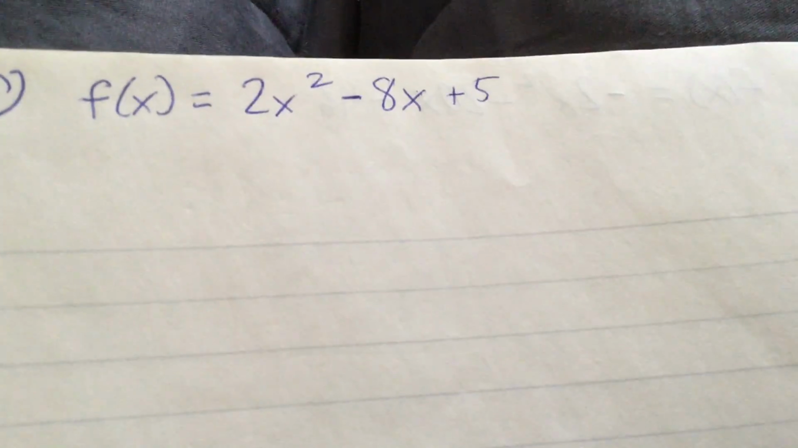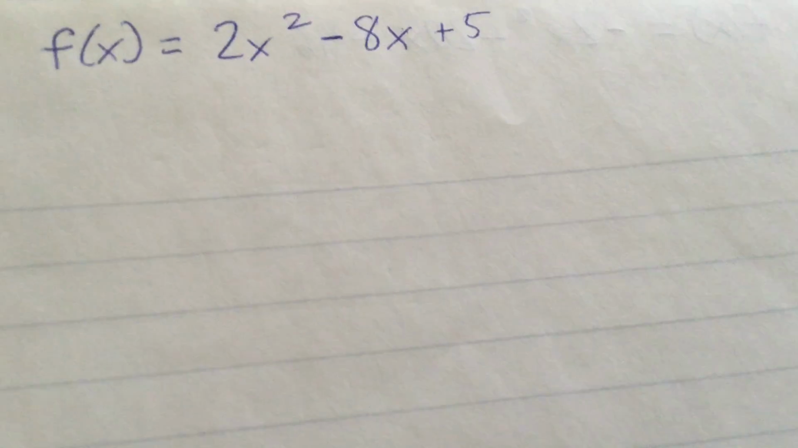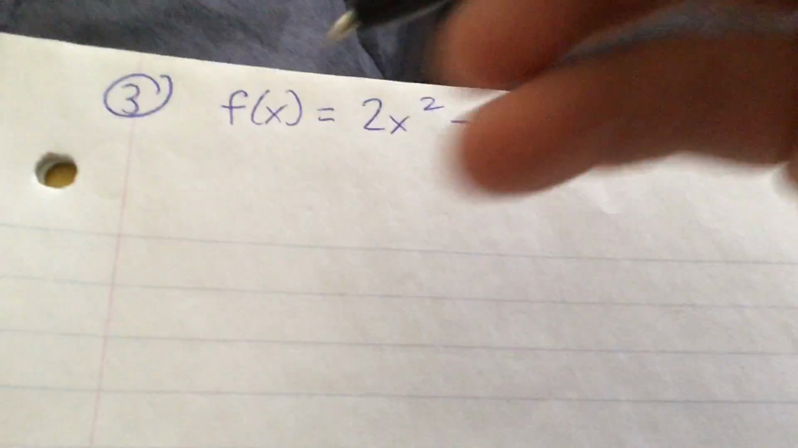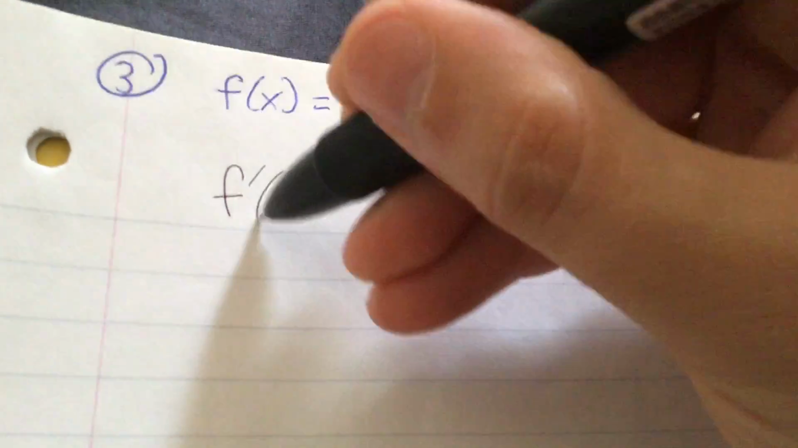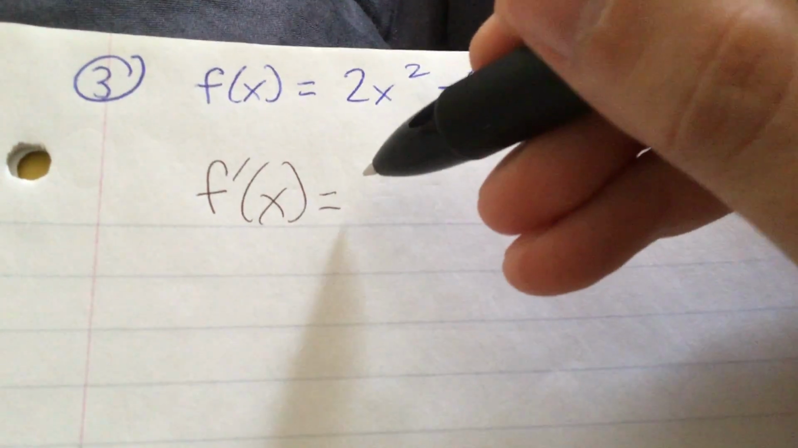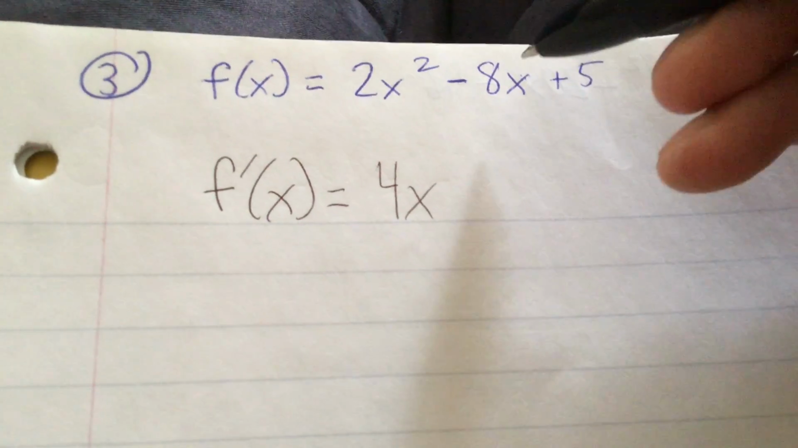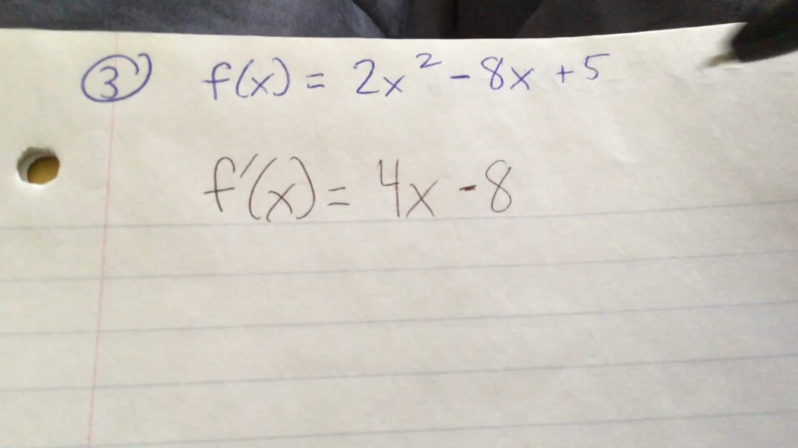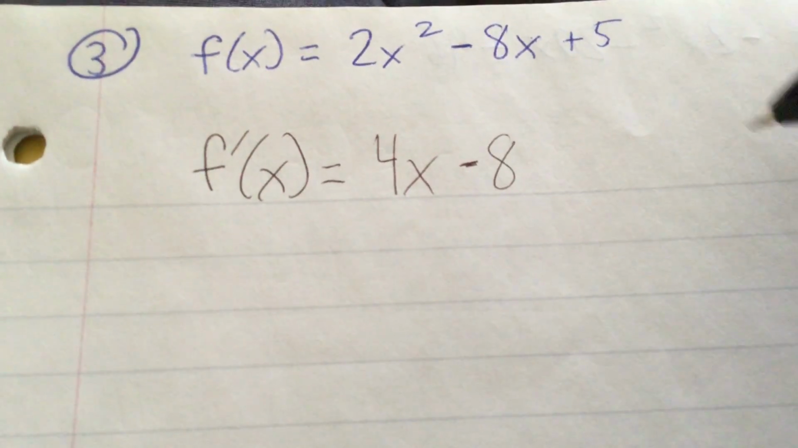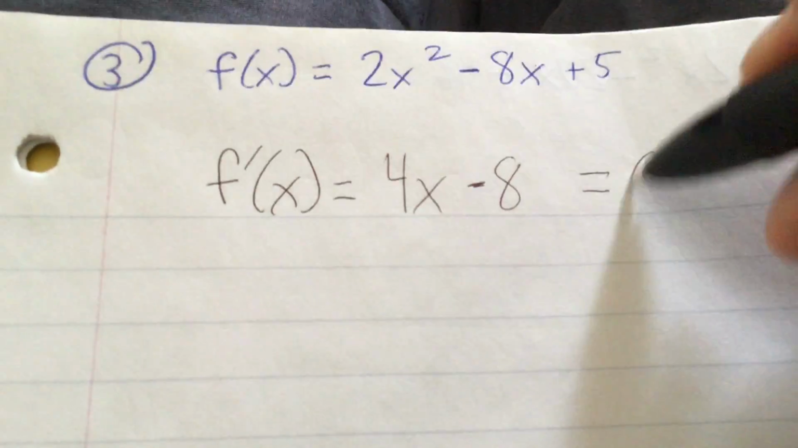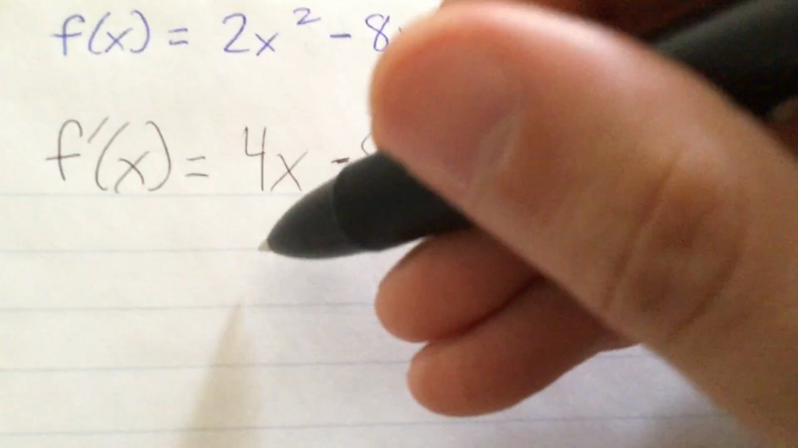Okay, 2 more. F of x is equal to 2x squared minus 8x plus 5. Well, where is the local minima or the local maximum? Okay, so let's do f prime of x. The derivative of 2x squared with respect to x is 4x. The derivative of negative 8x with respect to x is negative 8. And the derivative of 5 with respect to x is 0. So now that I've got 4x minus 8 as my derivative, f prime of x should be set equal to 0, and now we solve for x.